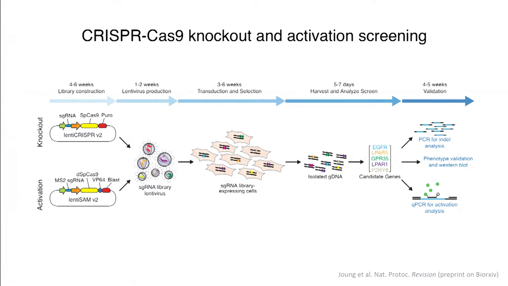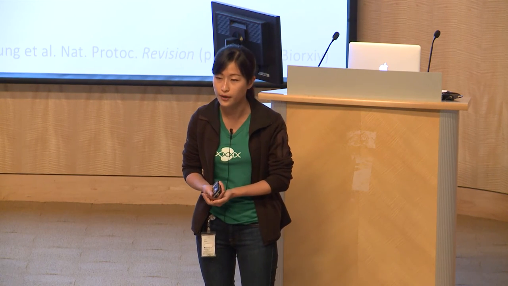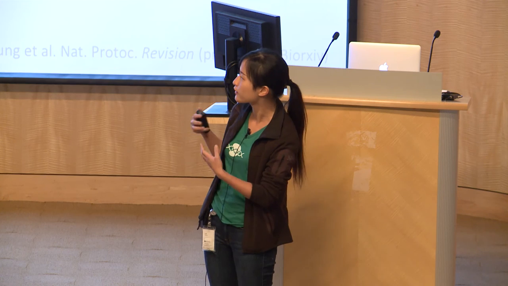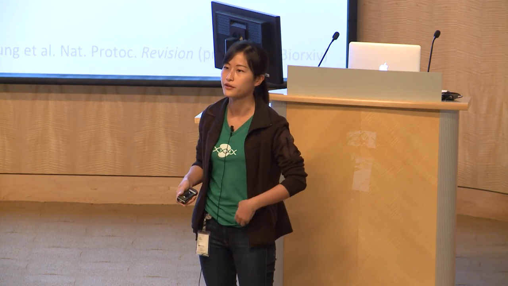And then finally, because this is a ranked list of candidate genes, we want to validate them to see whether or not they are truly involved in the screening phenotype, and do a Western blot to make sure that the target gene was knocked down or activated. For knockout specifically, we will PCR out for indel analysis, and for activation, we will do qPCR to verify gene upregulation. Today I'm going to focus mostly on knockout and activation screening because they are two different modes of screening. For other types of screening, like CRISPRi, fusing a dead Cas9 to a KRAB domain for gene knockdown, this type of protocol can be easily translated.